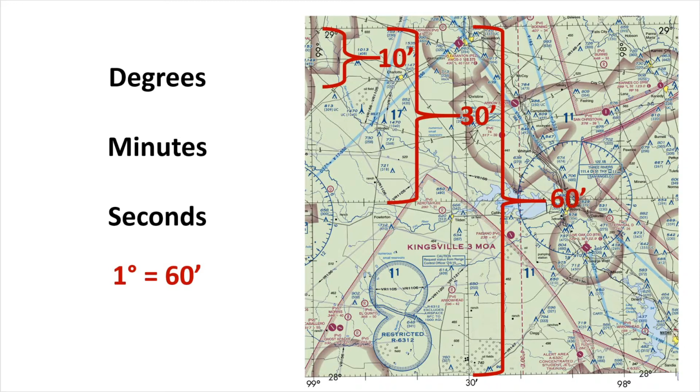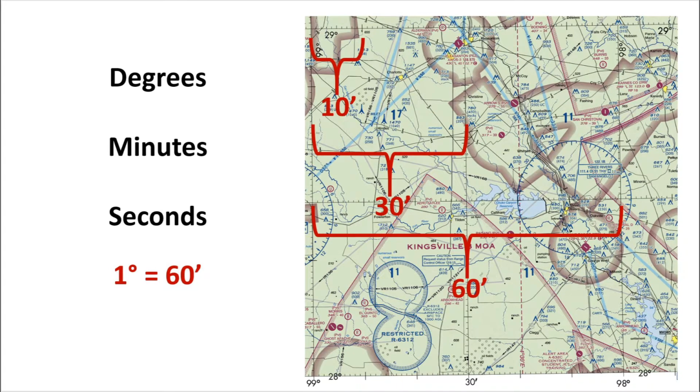Each individual hash mark on the vertical black line shown here represents 1 minute of latitude. Degrees and minutes of longitude are depicted the same way. To get measurements down to seconds, we must interpolate between the 1 minute hash marks.